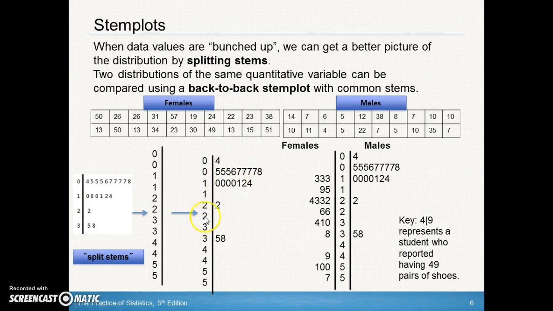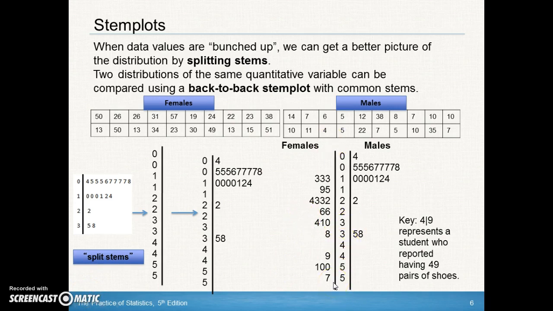So when we do that, we get a much better idea of what our stem plot and what our distribution for males actually looks like. In this case, we're really able to see with the male distribution that we have a single peak and a cluster of values between 4 and 14 pairs of shoes owned, and that these data points are actually outliers. So now let's say we wanted to compare male shoe ownership to female shoe ownership.